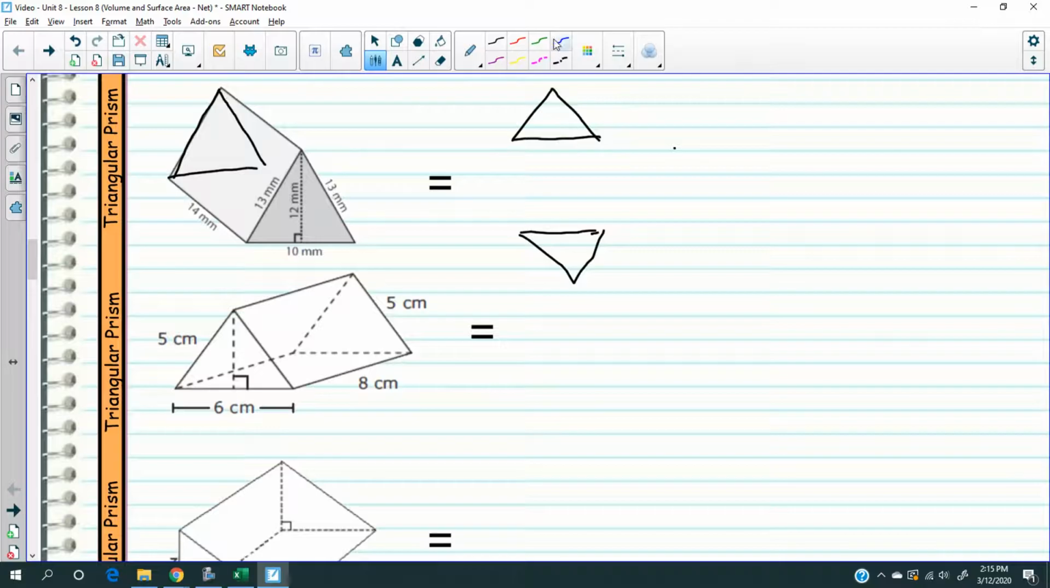So here I got a 10, and up here I got 12. All right, and so these two are 13s. It's an isosceles triangle, right? These two are 13. Actually, I was addressing this one, not the other one. Sorry. So that's 13, that's 13, that's 10 at the bottom. 12 is the height, okay?